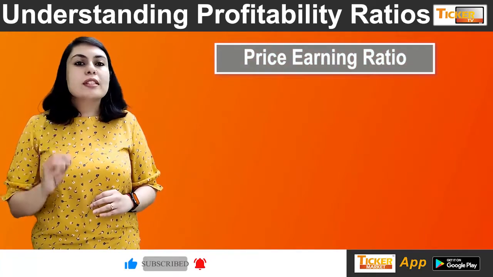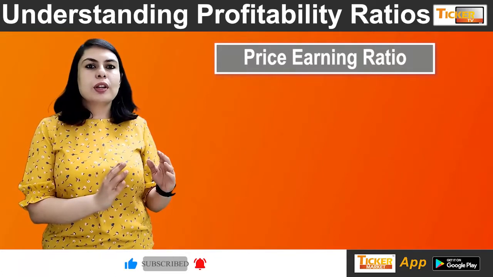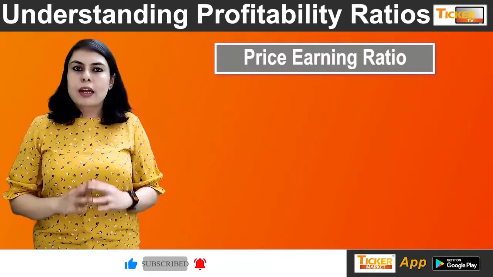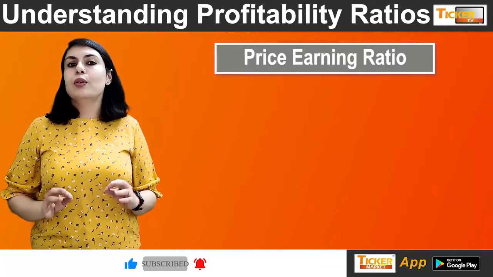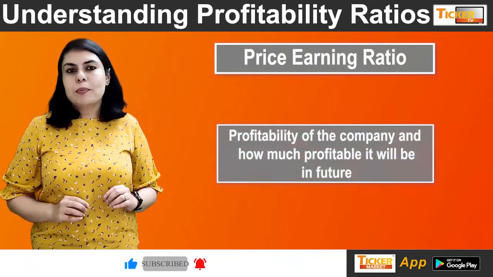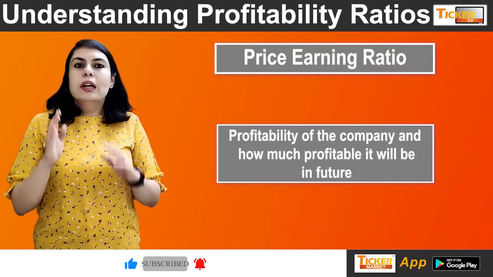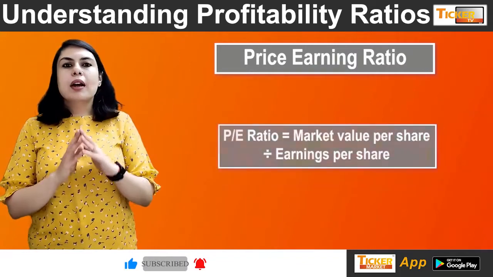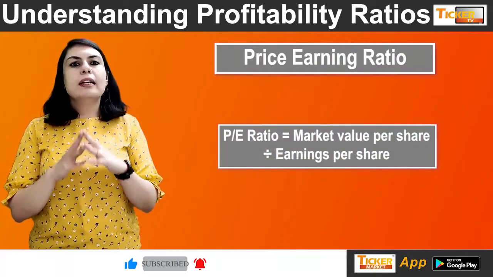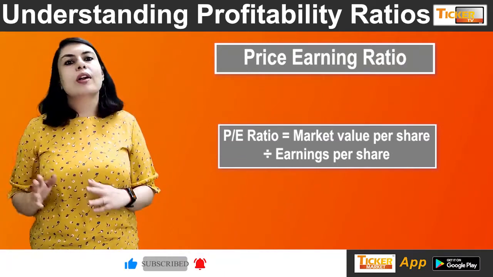This is also known as the PE ratio. It establishes a relationship between the share price of the company and the earnings per share. It is very helpful for investors as they will be more interested in knowing the profitability of the company and how profitable the company will be in the future. The price to earnings ratio is calculated as follows, where we can see the market value per share divided by the EPS. It shows if the company's stock is overvalued or undervalued.